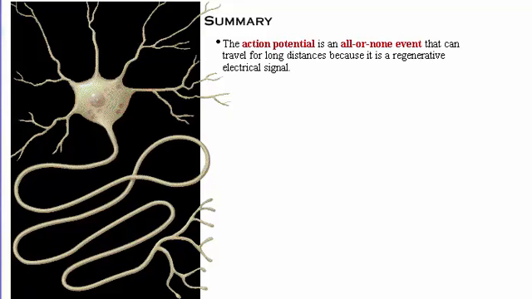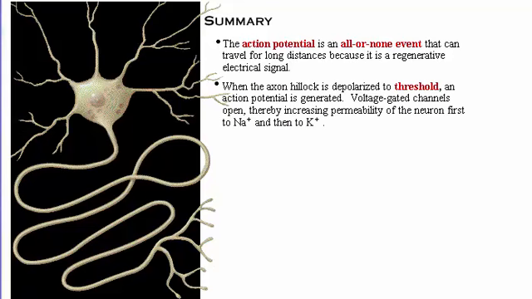Here's a summary of what we've covered. The action potential is an all or none event that can travel for long distances because it is a regenerative electrical signal. When the axon hillock is depolarized to threshold, an action potential is generated.